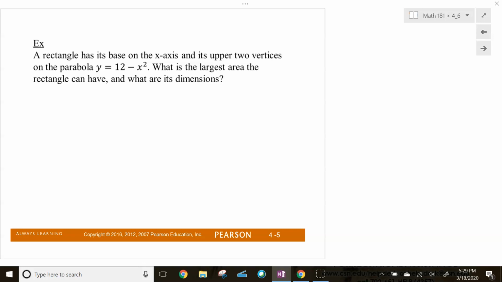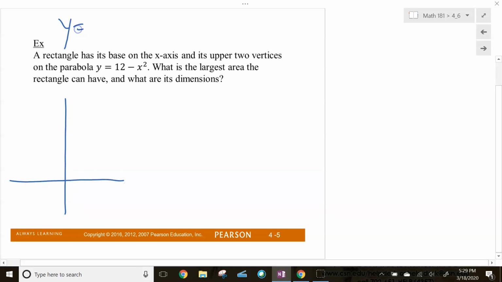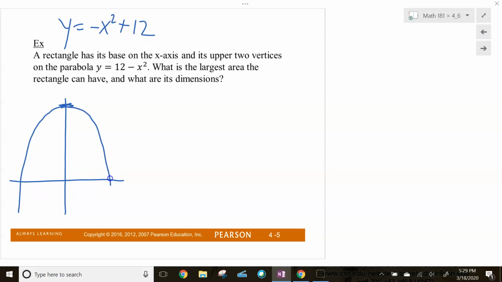Okay, so let me draw a picture of this thing. We've got y equals 12 minus x squared. Let me write that, negative x squared plus 12. So we're up here at 12. We got a quadratic flipped around. It's bumped up 12 here, and it's hitting something like this here. And then a rectangle has as its base the x-axis. So on the x-axis, we have the base, and then the upper vertices are on the parabola.